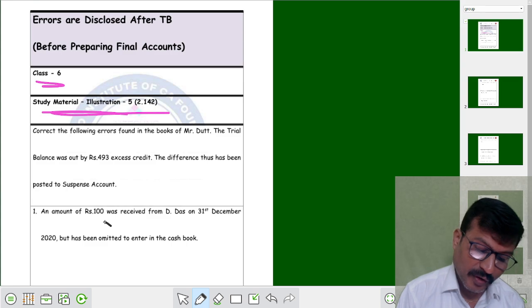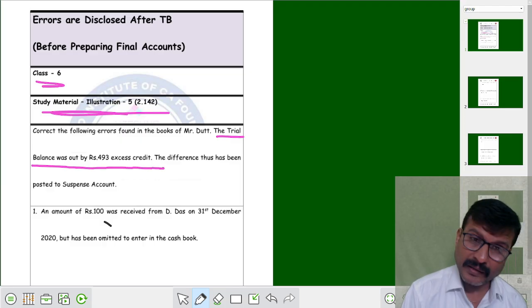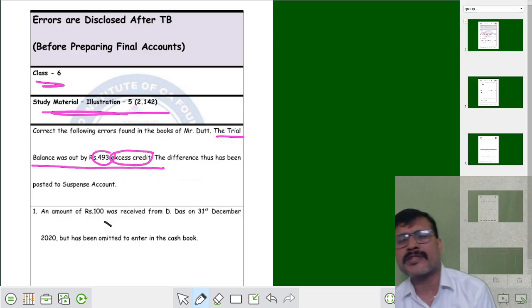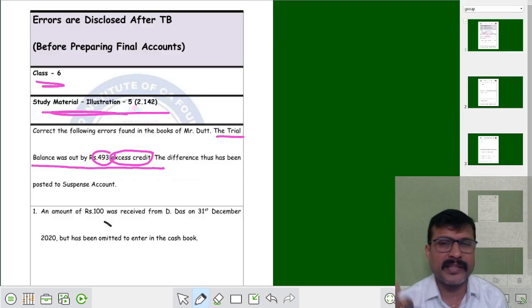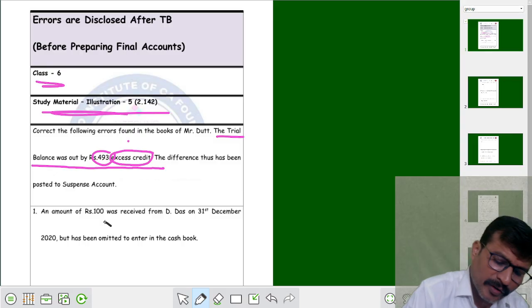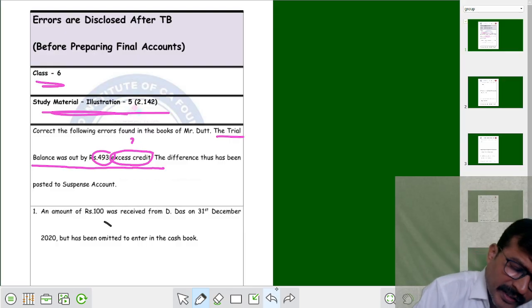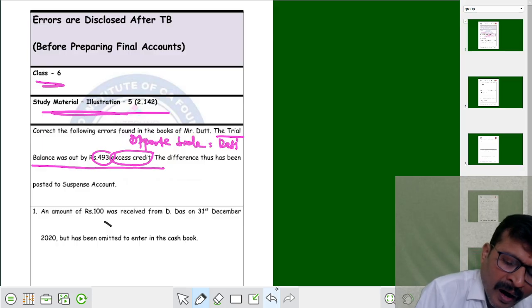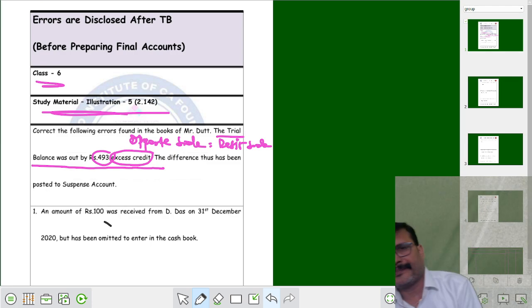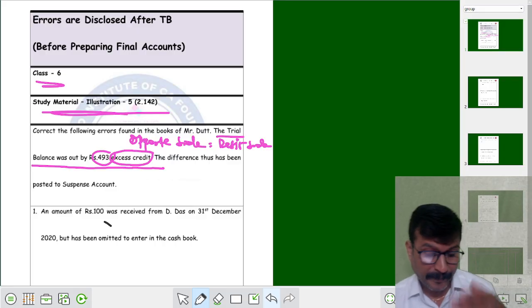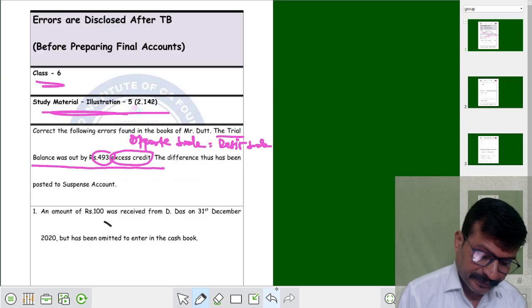Correct the following errors found in the books of Mr. Dutt. The trial balance was out by 493 excess credit. And in the trial balance, which side is more? The credit side is more. When it is excess credit, we have to take it on what side? We have to take it on the opposite side. Opposite side means where to write? Debit side. When? When you prepare a ledger. It is to be taken when you are preparing the ledger.